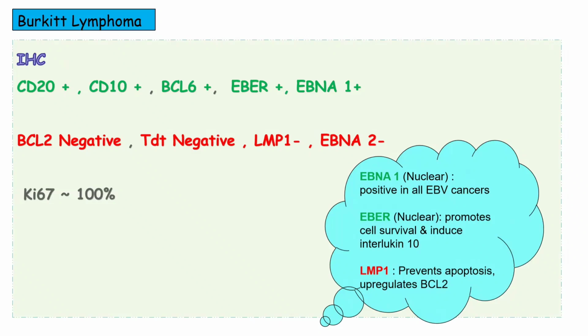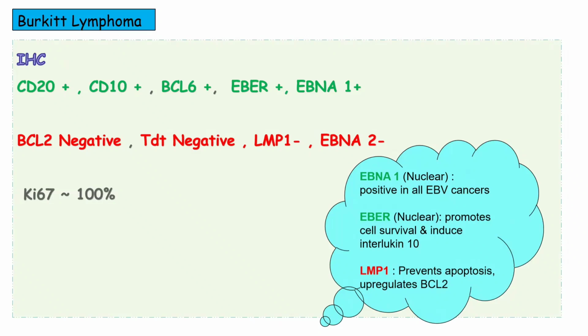LMP1 is not positive in Burkitt lymphoma, but is seen in other EBV-associated tumors. It upregulates BCL2 and prevents apoptosis. It shows membranous positivity and cytoplasmic positivity. However, it is negative in Burkitt lymphoma. So these are a few EBV-associated IHC markers that we can use. Just to note that EBER is positive in Burkitt's lymphoma while LMP1 is negative.